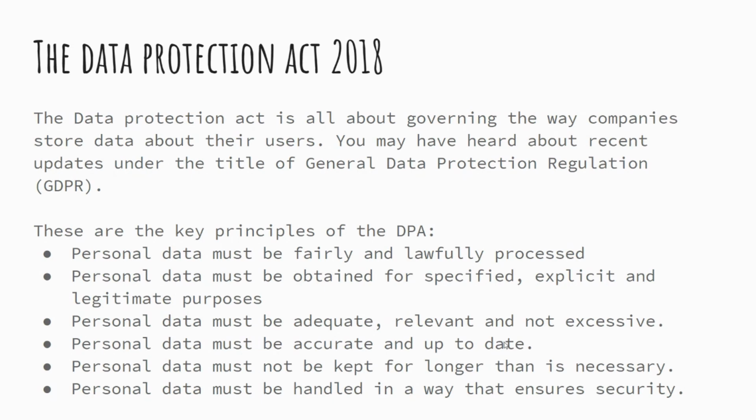Bullet point 3, personal data must be adequate, relevant and not excessive. This links to the previous point in some respects, where we are collecting what's appropriate. Point 4, personal data must be accurate and up to date. This is the idea that we are doing everything that we can as an organization to ensure that when you do give us data, we're keeping it accurate and up to date. So if you were to provide a company with a new phone number, for example, they would do their best to make sure that it does get updated.